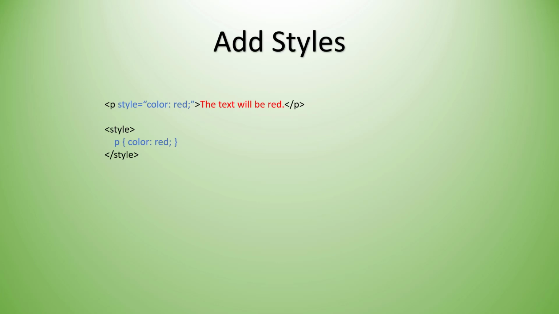And the third way is to actually create a separate file. In this case, we'll call it styles.css. You put that same code that we would put inside the style tag. So we see the P selector with curly braces and a property value pair. But then in the HTML file, we need to add a link to reference that styles.css file. We're going to see how to do this all three different ways in this video.